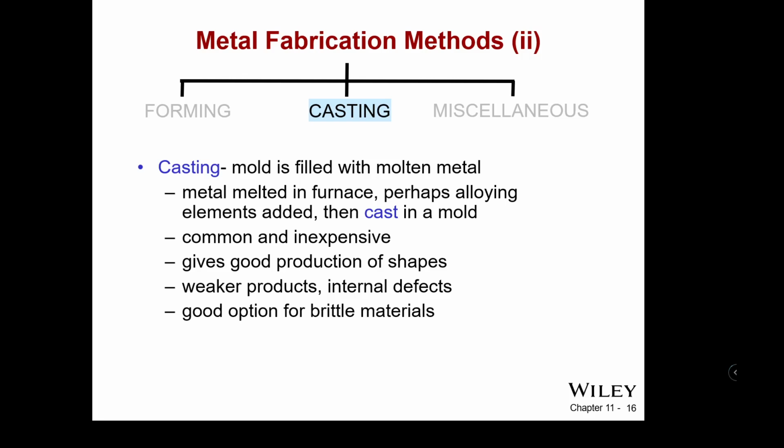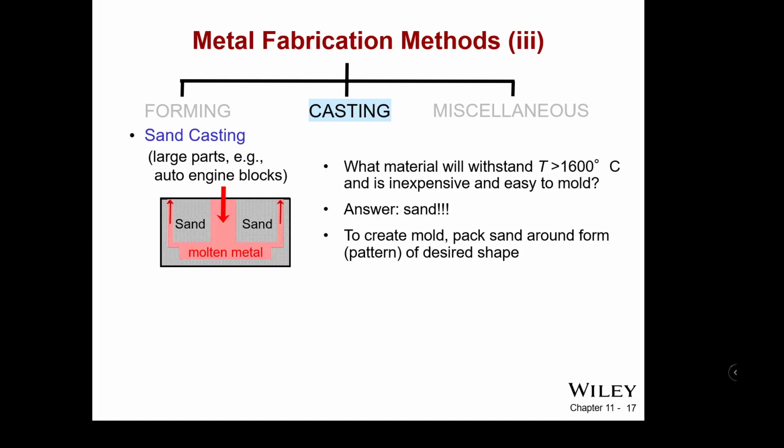Then it gives you good reproduction of broad shapes. It makes for a weaker product than something machined out of a solid billet. And there can be internal defects from the mold. So it's a good option for materials that are brittle and won't take well to machining. It's also a good option if you're trying to make something inexpensively and do the bulk of the product development in a single casting operation rather than trying to get all of those features with another kind of processing operation.